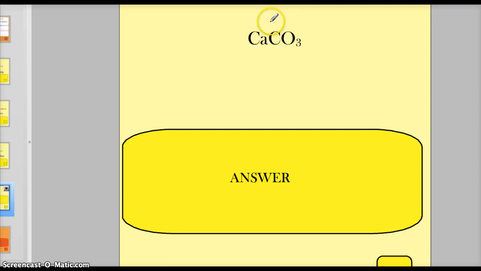CaCO3. Let's draw a line after our first element, Ca. If you go to your periodic table, you're going to find out that Ca stands for calcium. Sorry, my computer's getting a little stuck, but it's okay. You get the idea. So calcium.